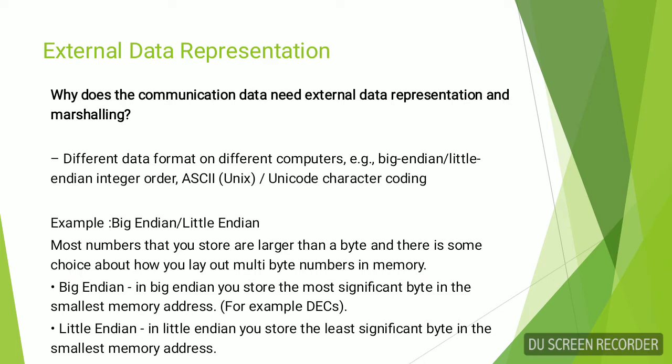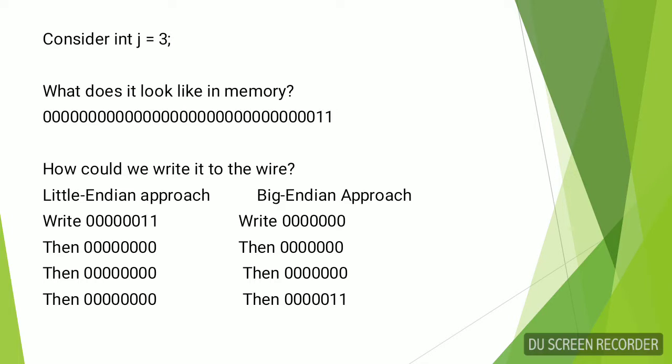For example, big endian or little endian: most numbers that you store are larger than a byte, and there is some choice about how you lay out multi-byte numbers in memory. In Big Endian, you store the most significant byte in the smallest memory address, and in Little Endian, you store the least significant byte in the smallest memory address. Now let us see an example.